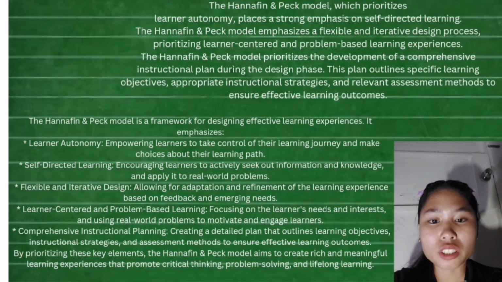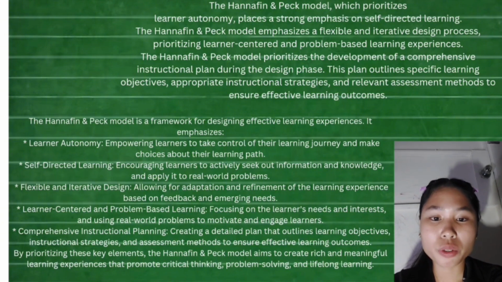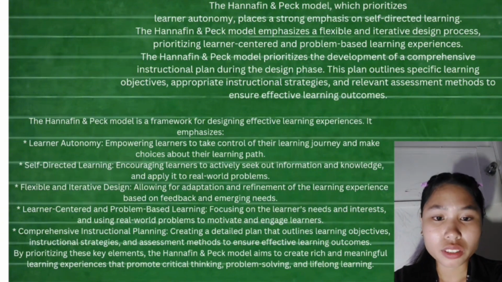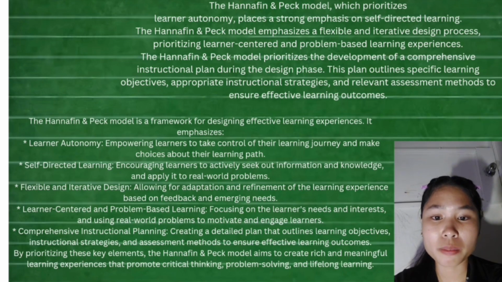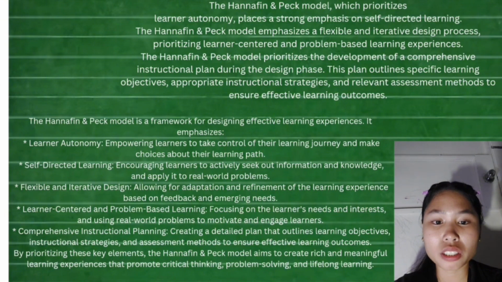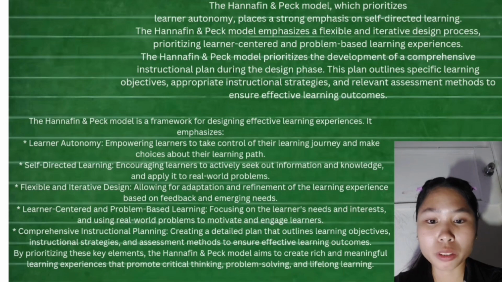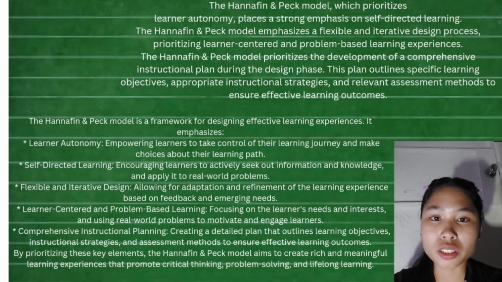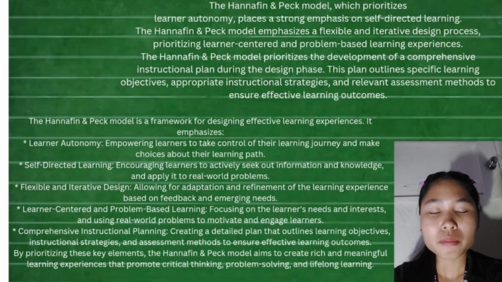In learner-centered and problem-based learning, it focuses on the learner's needs and interests and uses real-world problems to motivate and engage learning. Parang yung nabanggit ko kanina, nagagamit siya sa real-world problems natin. At ito naman is makaka-motivate siya para ma-engage yung mga learners.